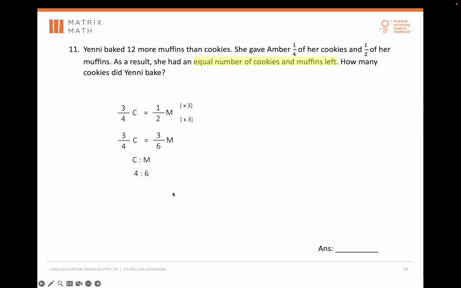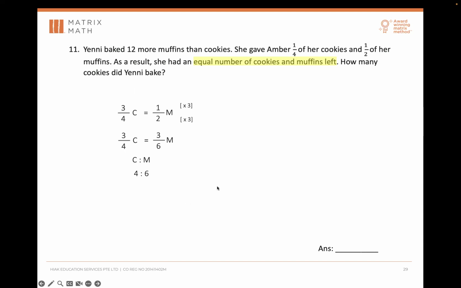Now that the numerator is the same, what we are looking at is the denominator, because the denominator represents the total. So to read this, it means that the total number of cookies is 4 units. The total number of muffins is 6 units. The total number of the cookies left is 3 units. The muffins left is 3 units. So this is how I read it.